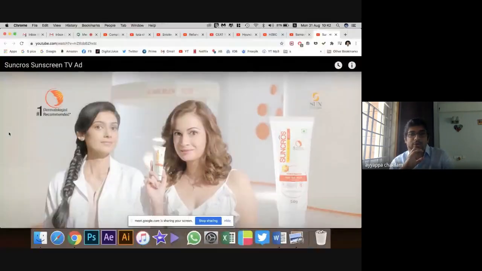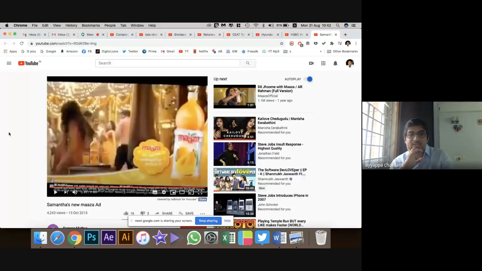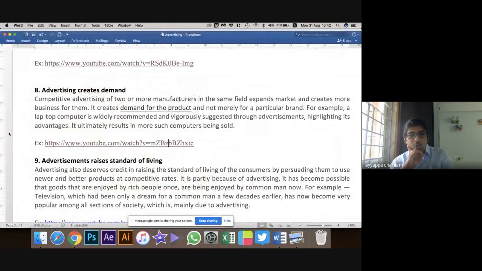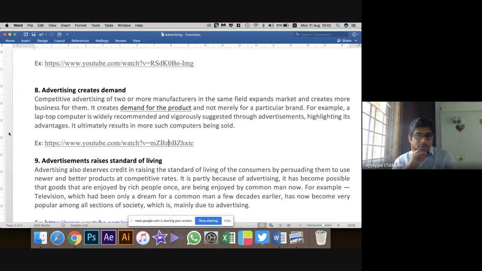So here they're trying to tell about how good the sunscreen lotions are. When I as a customer see the Suncross sunscreen lotion ad, I might think, okay, I'm also exposed to the sun a lot, and the inner skin is getting damaged. So I might not go and purchase Suncross, but instead I might purchase Hindustan Lever's sunscreen lotion because I'm favorable to that particular brand. So advertisements create demand not only for your own product but also for your competitor's product. That's how they're trying to sell.